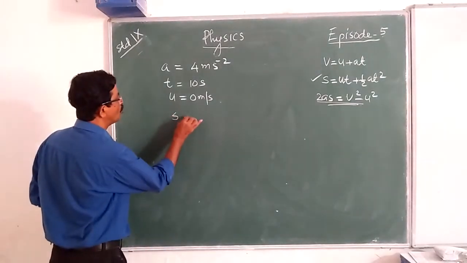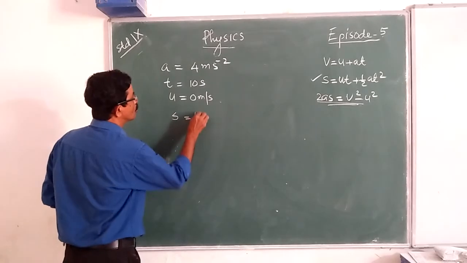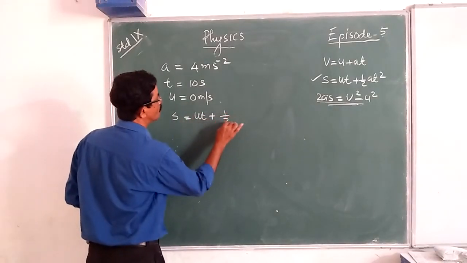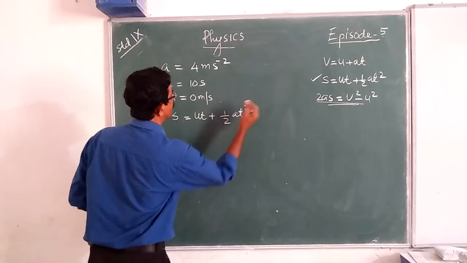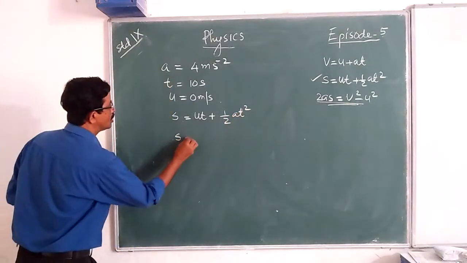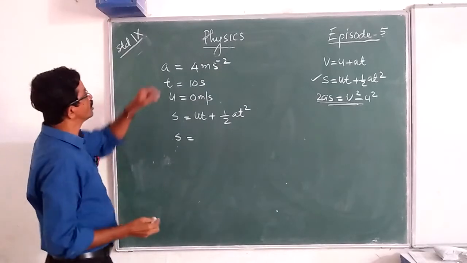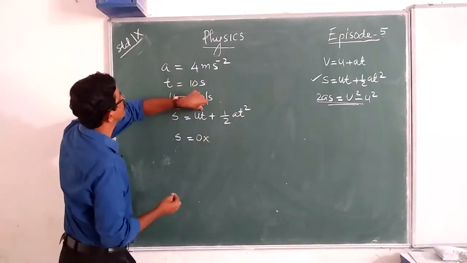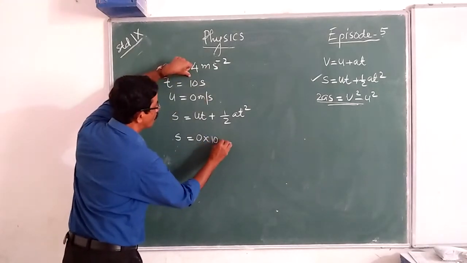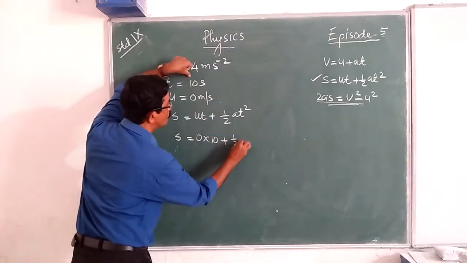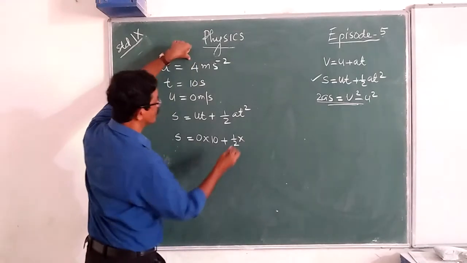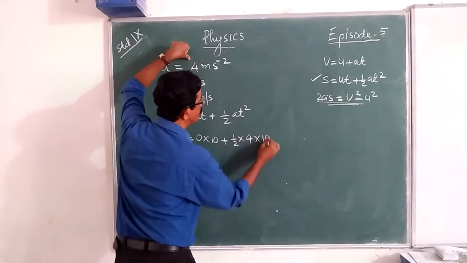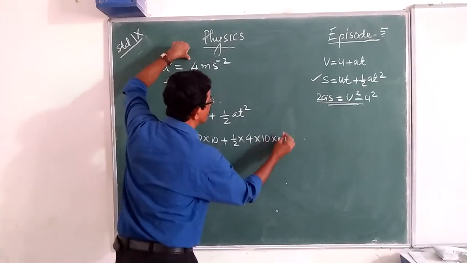So S equal to ut plus half a t square. That is the distance traveled. u is its initial speed, this 0, into time t, 10 seconds, plus half into a, acceleration is 4, into t, 10, square. That means 10 into 10.